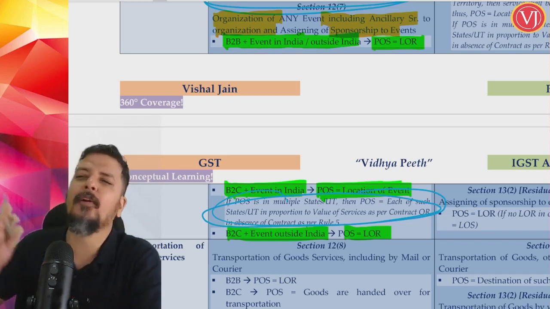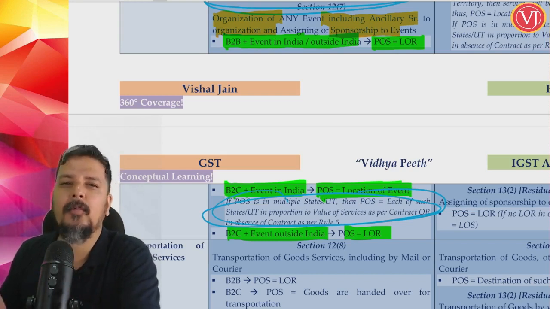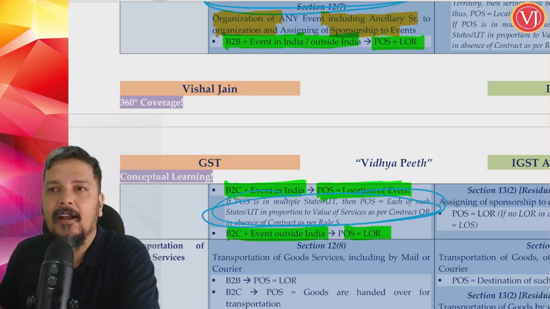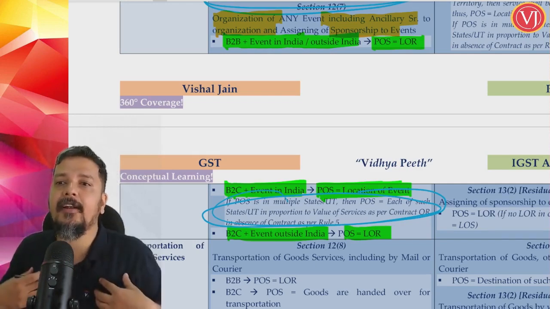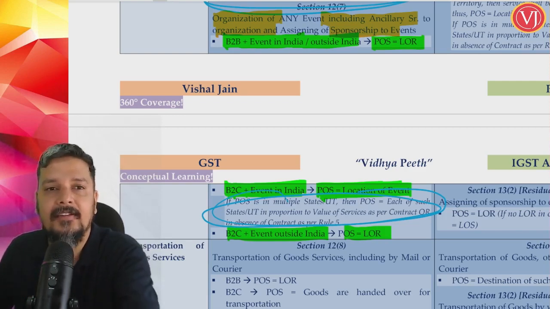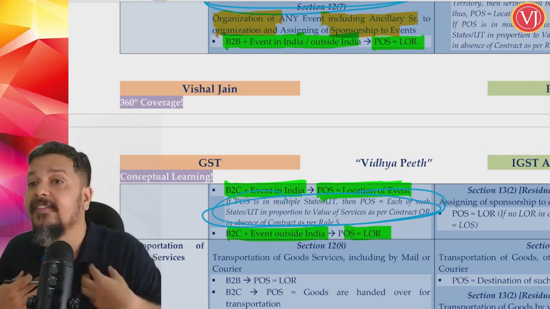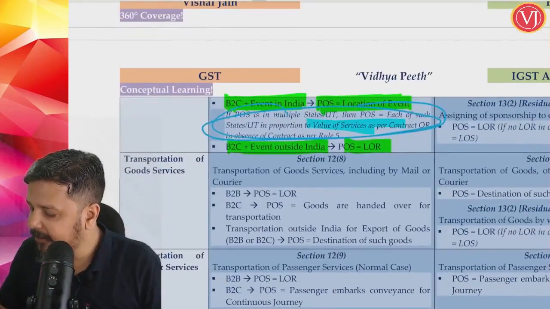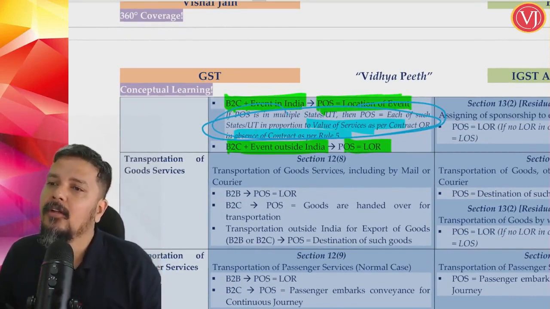If it is B2B, don't worry. You need not worry whether the event is in India or outside India, it is location of recipient, to give the benefit of ITC. If it is B2C and the location is in India, it is location of event. If it is multiple states, say I am organizing an event for my client who is not registered, and the event is happening in multiple states, then they give a solution for me as an organizer. Split the answer based on contract. If not, go with rule 5.